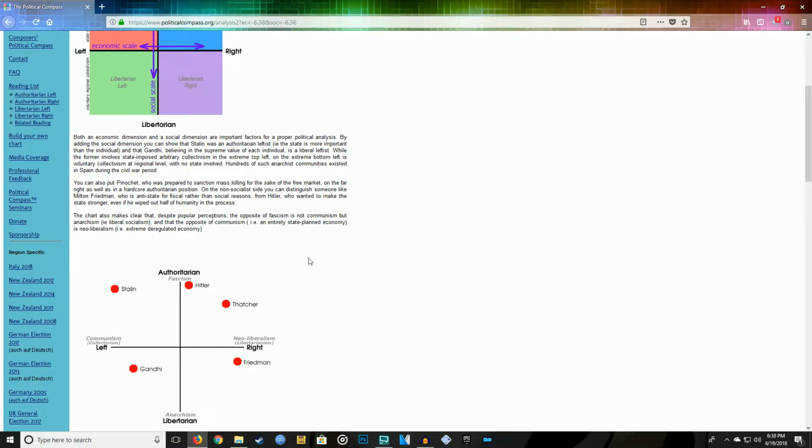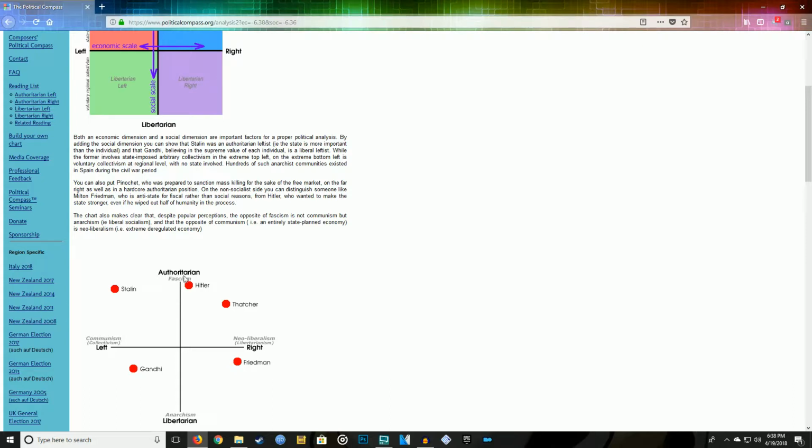So for those of you who are interested, Stalin is all the way over to the left and almost all the way to the top. Gandhi is very far over to the left, but I'd say about a third of the way down. To the right, here is Hitler. This is why conservatives and Republicans are wrong to say that Hitler was a leftist. This shows that he was on the right just slightly, but he was all the way up at the top at authoritarian or fascism. Fascism is not on the left or the right.